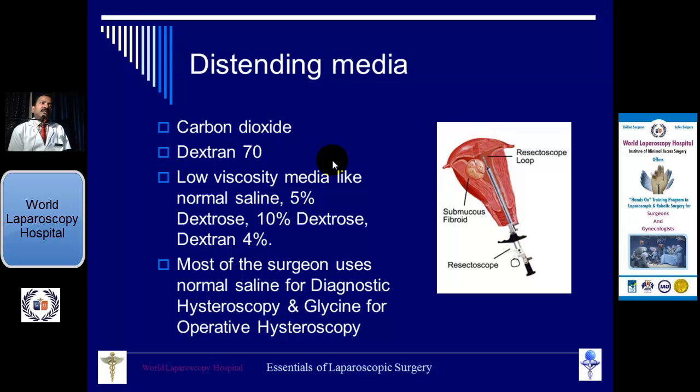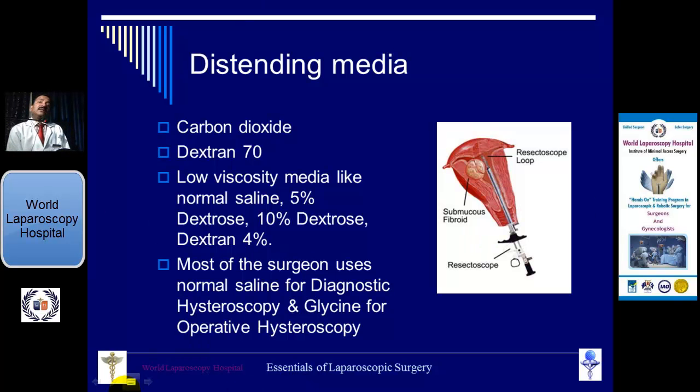So due to this difficulty, the gynecologists thought that we should use some fluid medium. And the first fluid medium which was used was dextran 70. This is a high viscosity fluid. It was good that it was not escaping inside the abdomen, but the vision was not good. Then low viscosity material like normal saline, and 5% or 10% dextrose, was used.